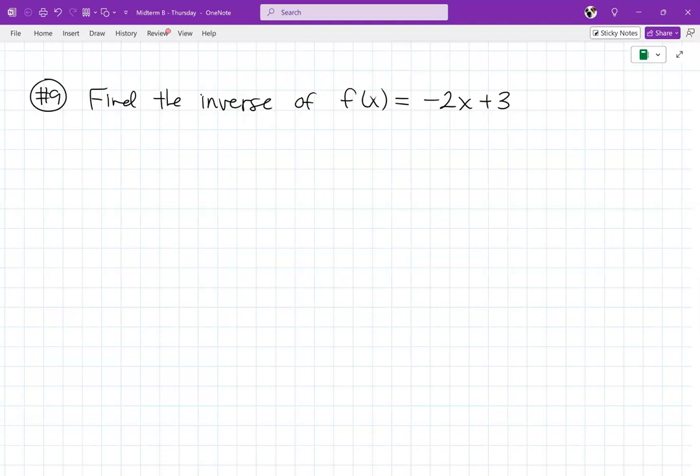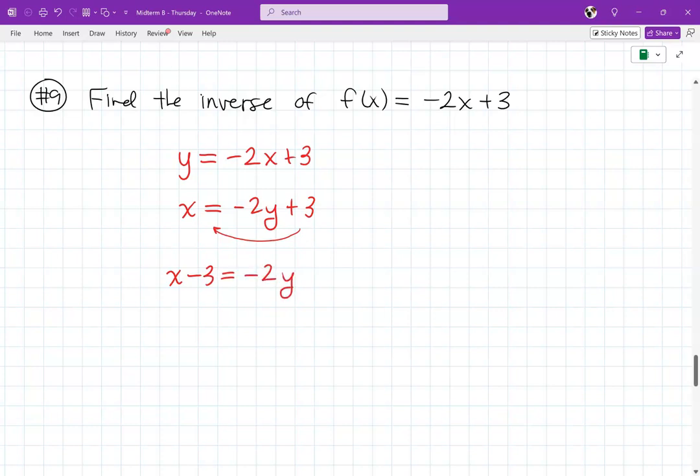So here we go. First step, y is equal to -2x plus 3. Second step, x is equal to -2y plus 3. Now I'm going to solve for y, so I'm going to subtract the 3. That's step 3 right now. x minus 3 equals -2y. And then I'm going to divide everything by -2. Okay, so everything gets divided by a -2. So I get -1/2 x, or if you want to write -x/2, that's fine. Okay, plus 3/2 is equal to y.